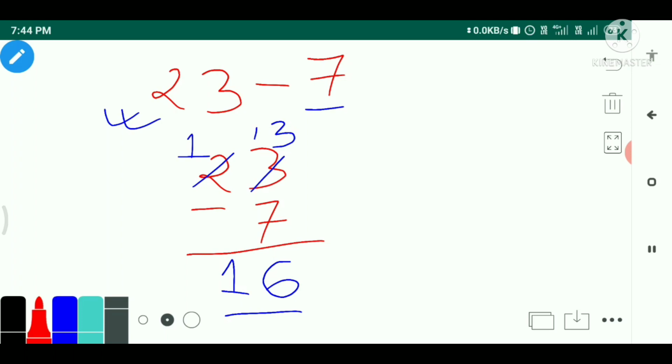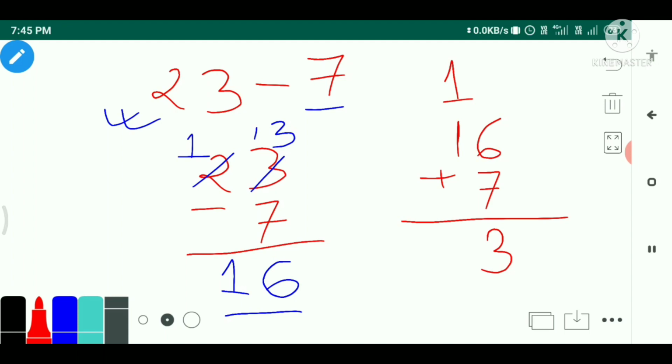Okay, now we'll do addition. So 16 plus 7. 7 plus 6 will be how much? 13. 3 stays here and 1 goes there. 1 plus 1 will be 2. See, I got this number 23. So it shows that my answer is correct. Like this only we can check our subtraction.